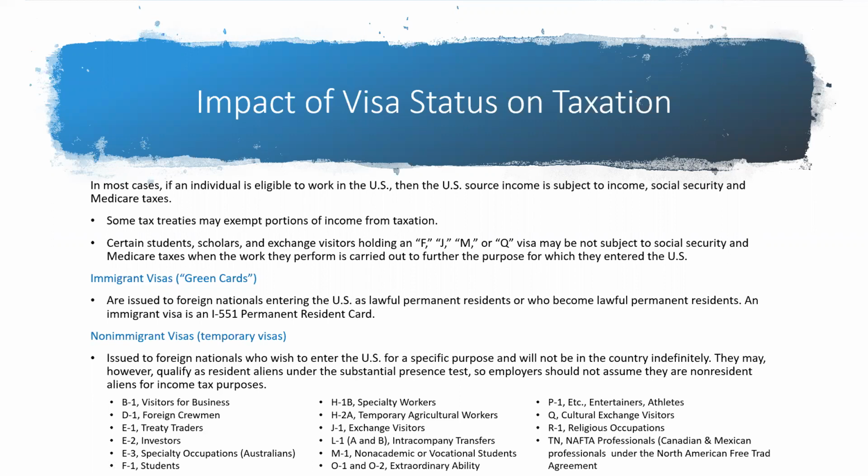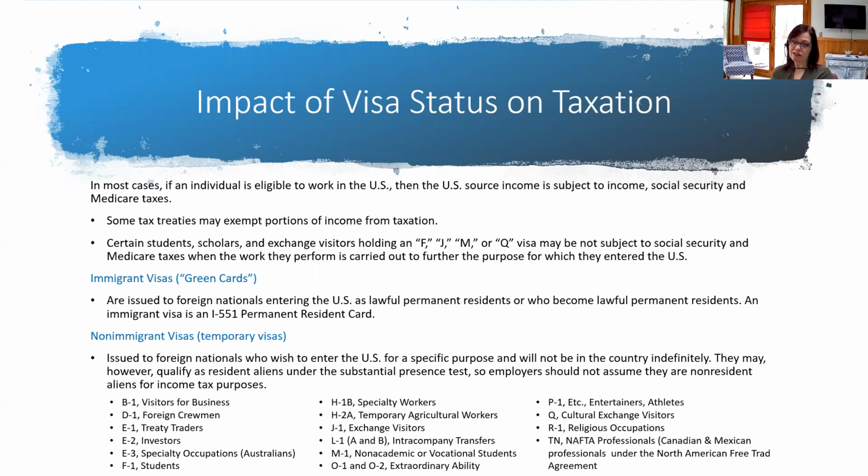Okay, thanks, Rebecca. So in most cases, if an individual is eligible to work in the U.S., then the U.S. source income is subject to income, Social Security, and Medicare taxes. Some tax treaties may exempt portions of income from taxation. Certain students, scholars, and exchange visitors holding F, J, M, or Q visas may not be subject to Social Security and Medicare taxes when the work they perform is carried out to further the purpose for which they entered the U.S.